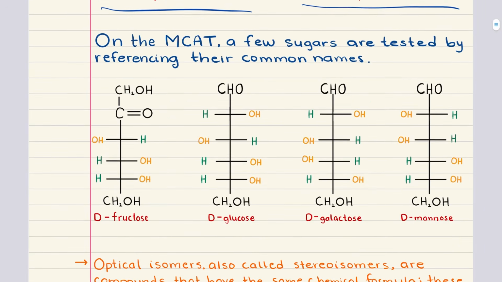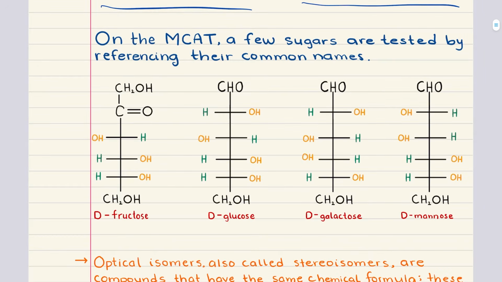Beyond this, there are also a handful of sugars that you're expected to recognize by their common names. These include D-fructose, D-glucose, D-galactose, and D-mannose. Now, you don't need to memorize every detail about every sugar, but you do need to be able to recognize these structures and know how they relate to one another. So let's go through each one.